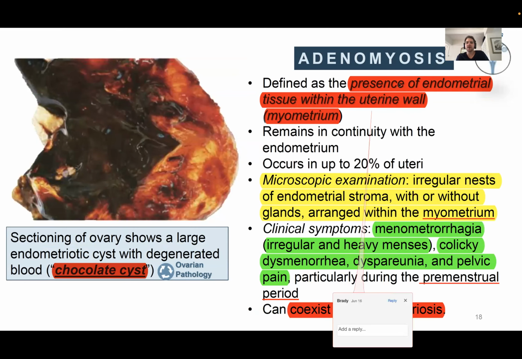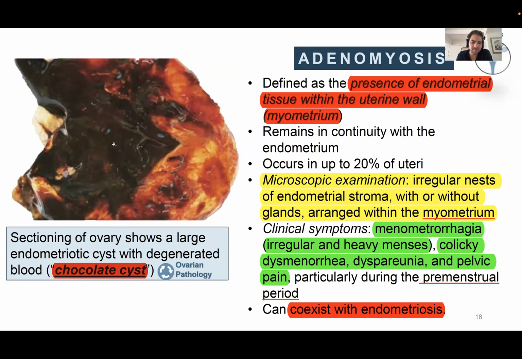Adenomyosis, so glandular, right? So tissue within the myometrium. So this is painful as well. You can see the chocolate cyst there. So endometrial tissue within the myometrium, this is separate. This goes with the previous one. They were talking about the growth in the endometriosis in the ovary.